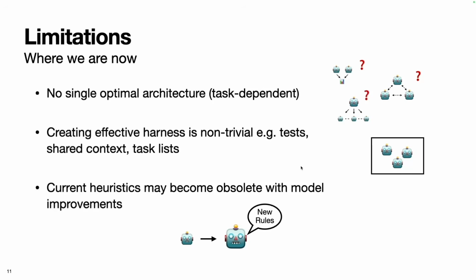Finally, the current heuristics that people are discovering, like from the Google paper that I've referenced a few times, may become obsolete as the models become smarter. So right now, what we're seeing is the results for the current generation of models, but perhaps with the next generation, we're going to see new rules because current limitations will just become obsolete.